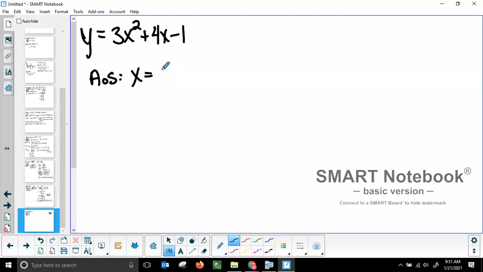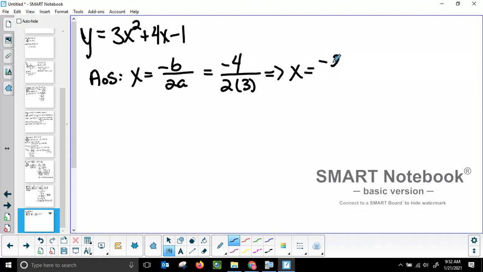And that is x is equal to negative b over 2 times a, which in this case, negative our b is 4 over 2 times a is 3. Right, so my axis of symmetry, x is equal to negative 4/6, which reduces to negative 2/3. Right, now the vertex, we know the x-coordinate is just the same as the axis of symmetry. And then the y-coordinate we get by plugging that into here.